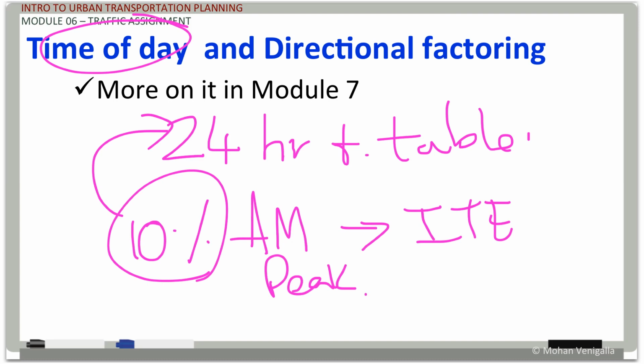So very unlikely at 7 a.m. you will have shopping trips, especially mall shopping. Most malls are not open. So you get the picture. So directional factoring and time of day factoring, we'll revisit in module 7.